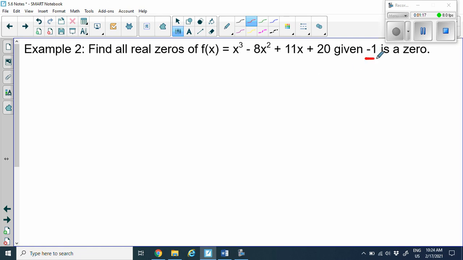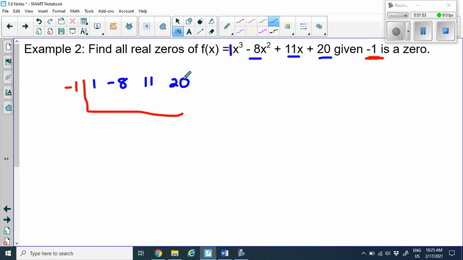So -1 is our zero. Remember, when they give you the zero, we do not change it. Notice that our degree here is 3, so we are going to have 3 solutions total. So I have my -1, and it really doesn't matter how you draw your box for the synthetic division. Now we use our coefficients: 1, -8 because that's my x squared term, then 11 for my x, and then 20. Notice that we are not missing any terms, so we do not need to use 0 as a placeholder, but always remember to think about that.